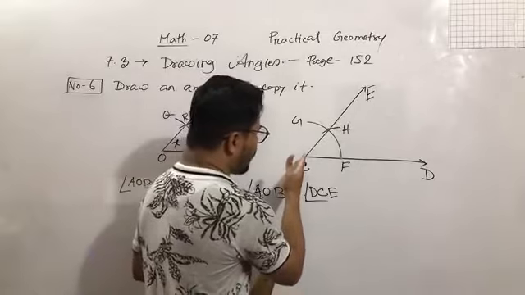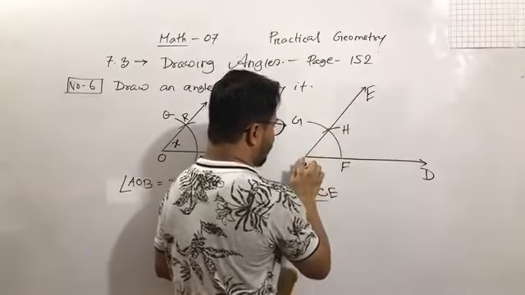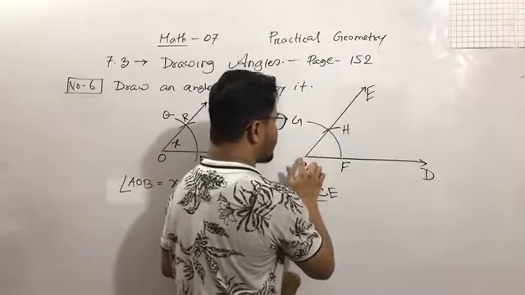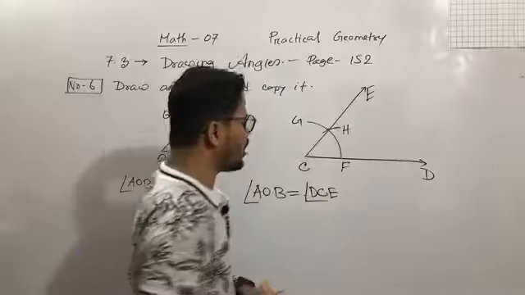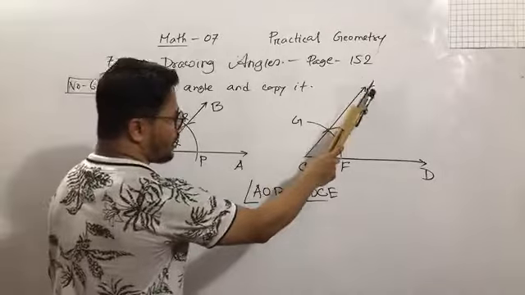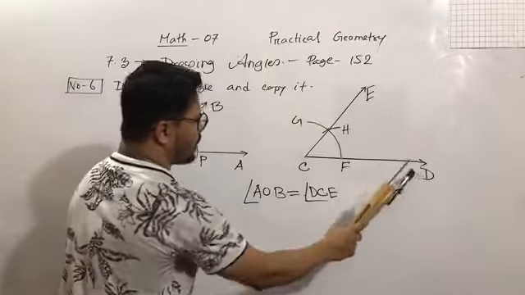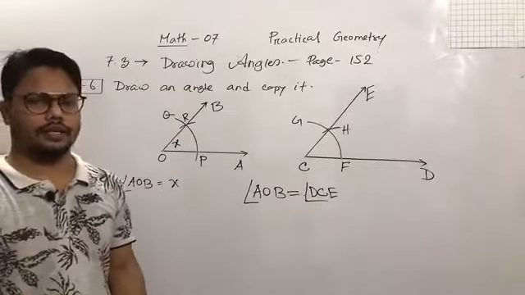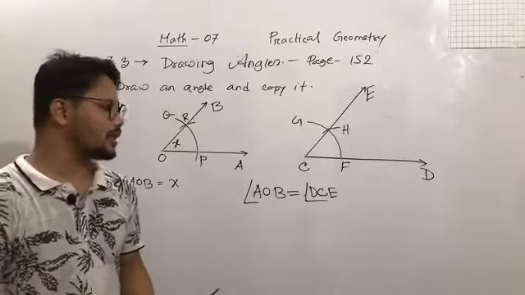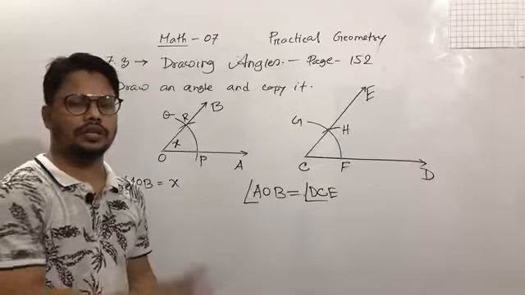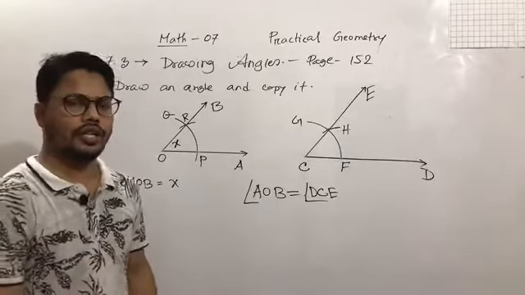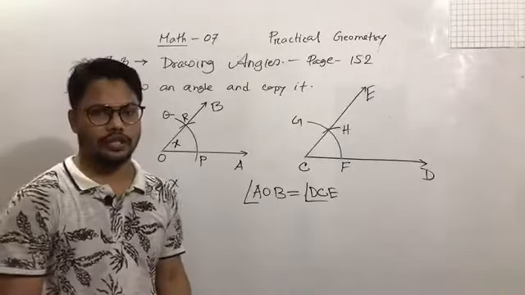Now draw a ray CE through the point H. So ECD is the required angle. My dear students, I think this is clear to you. In the comment section you can write your opinion, whether it is clear to you or not. Then I will discuss as per your demand.